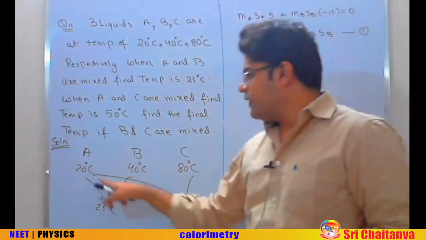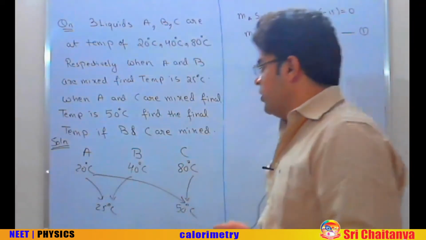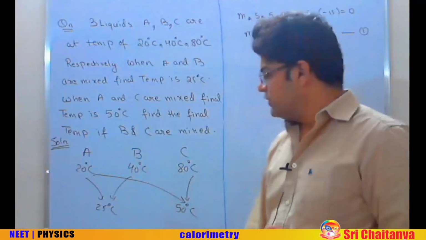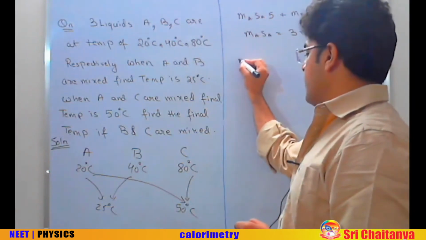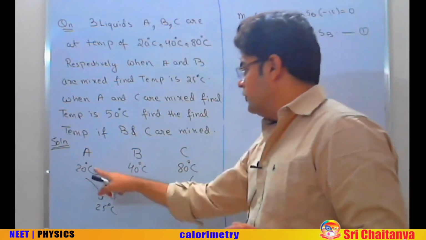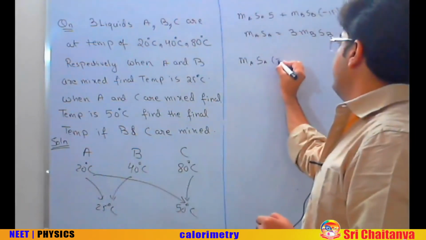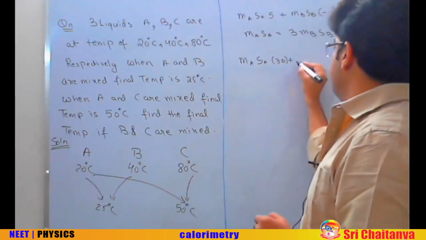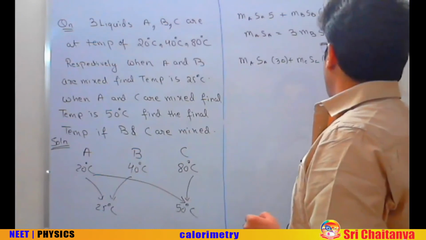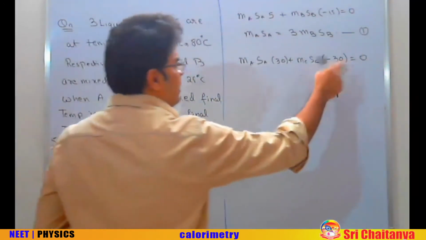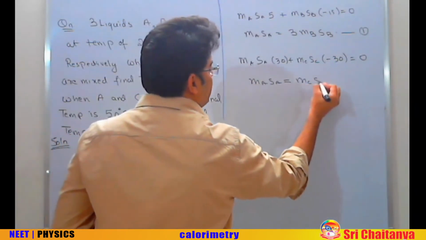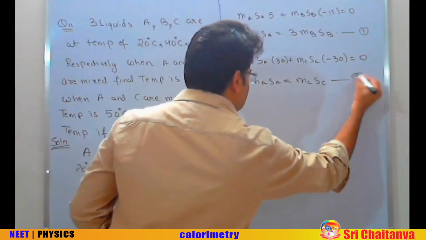Similarly, we can write the equation for mixing of A and C. When A and C are mixed, the change in temperature of A is 25, the change in temperature of C is minus 30. So you will write MaSa delta T, 50 minus 20, that is 30, plus McSc, mass of C into specific heat of C into delta T, minus 30, has to be equal to 0. So from here 30 cancels out, bring it to the right hand side, you get the second equation: MaSa equals McSc. This is your second equation.